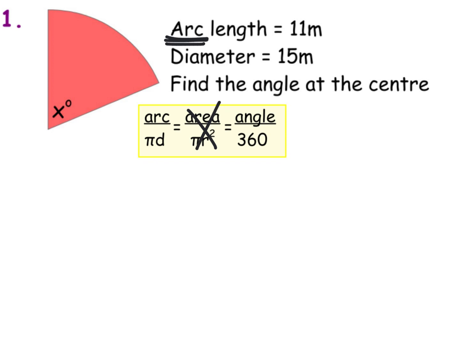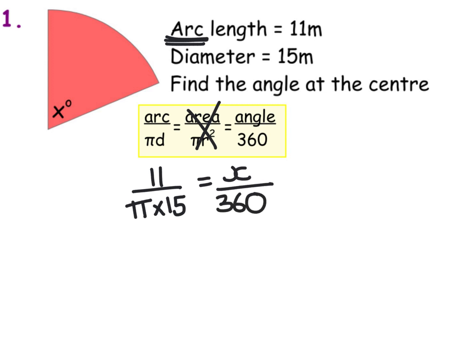We're using arc over pi d. I'm just going to plug everything into the formula and then worry about where we go from there. I'm told the arc is 11, so this time I've got a number in instead of writing arc. So I've got 11 over pi d. Now my diameter is 15, so I've got pi times 15. And that equals my angle, which I don't know, so I'm going to call it x over 360. Then I want x on its own, so the thing in the way is this 360. That stands for divide by 360, so I'm going to cross multiply and take it over this side. So I will have 11 over pi times 15, and I'll have the times 360 as well over there.